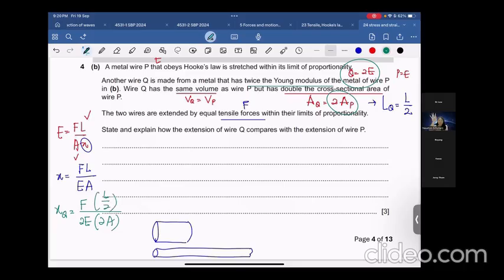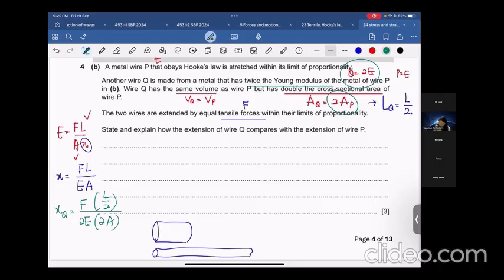Until here, any questions? If no questions, can you give me a response so that I can proceed? I just interpret from the sentence: find out what your Q is. Q has a double E, 2E. The area also doubles, so 2A. Since they told you the same volume, if your area doubles, then your length must be half of it.